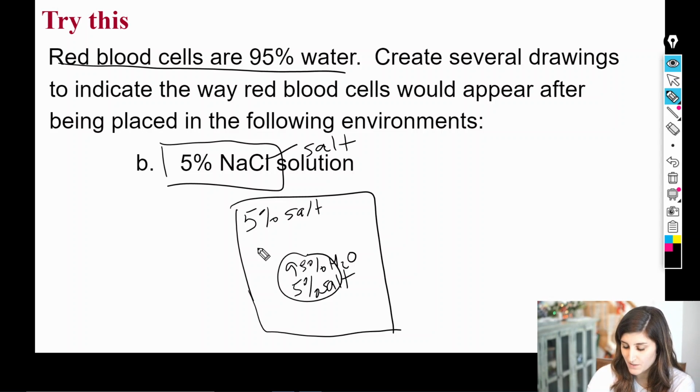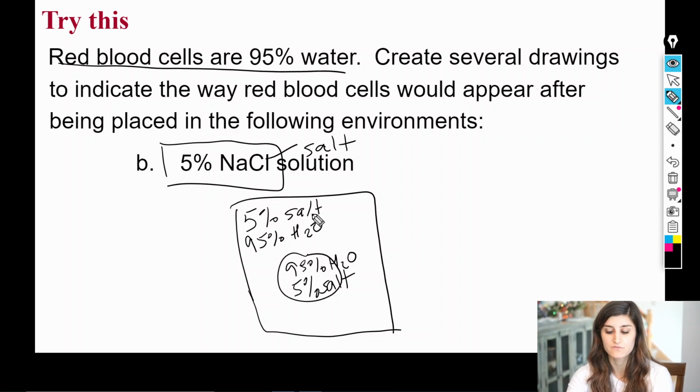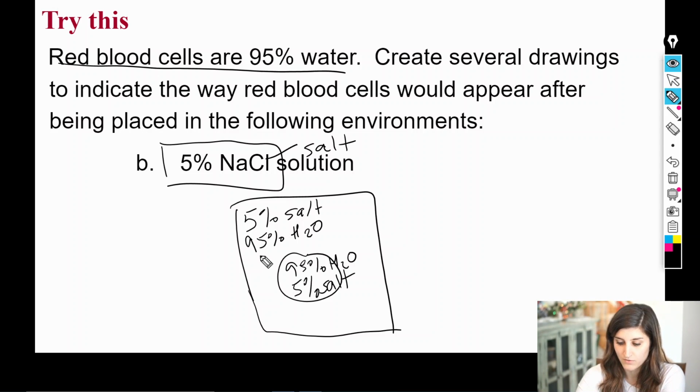And then how much water does that mean? Right, it has to equal a total of 100%. So we just do 100% minus 5, and that gives us a 95% water concentration on the outside of the cell. So once again, we're talking about osmosis, and osmosis is focusing on the movement of water in and out of the cell. So if we have the same amount of water on the outside as the inside, then water will move in and water will move out at the same rate. So it's not going to change size. So the cell will stay the same size.